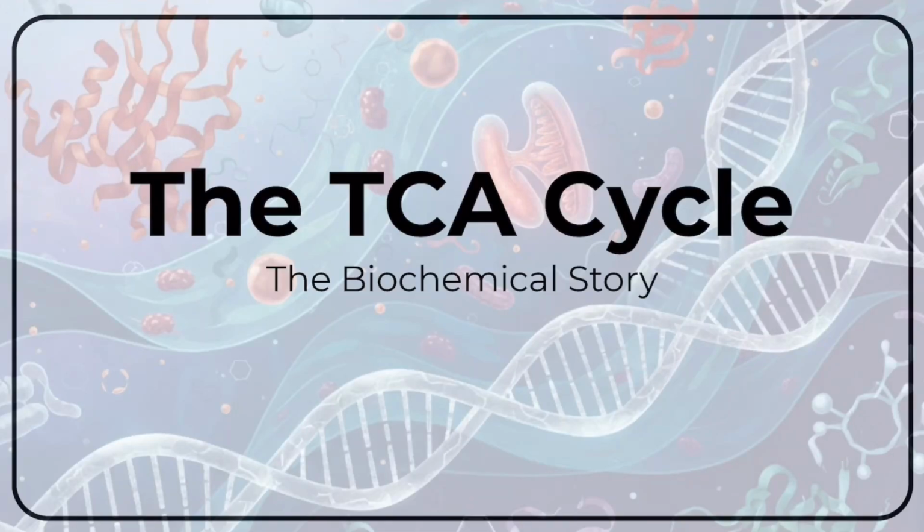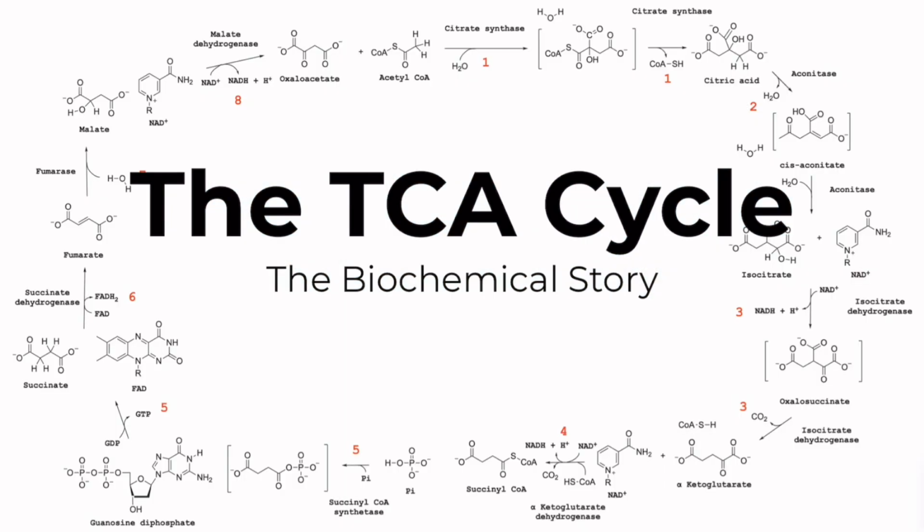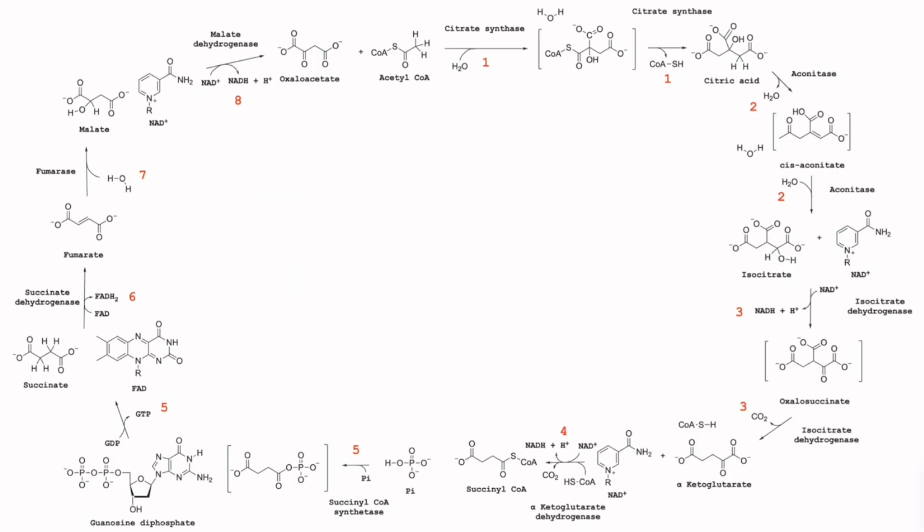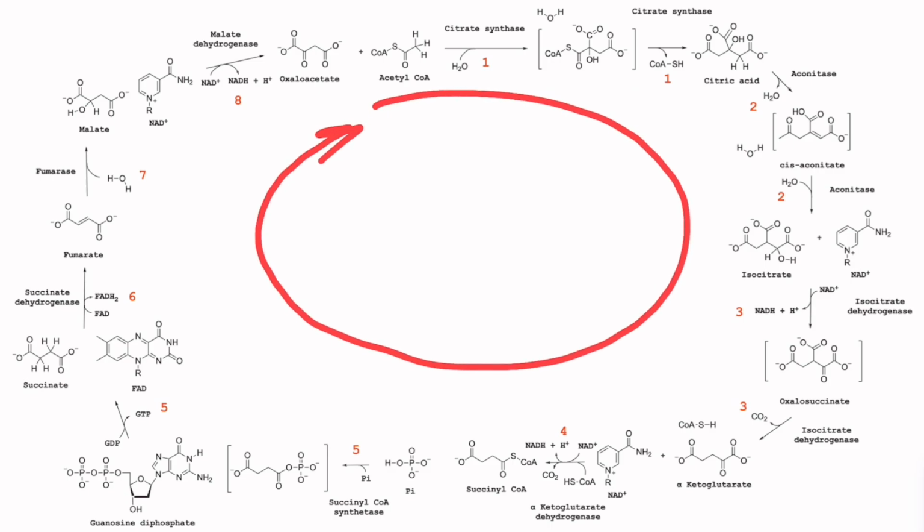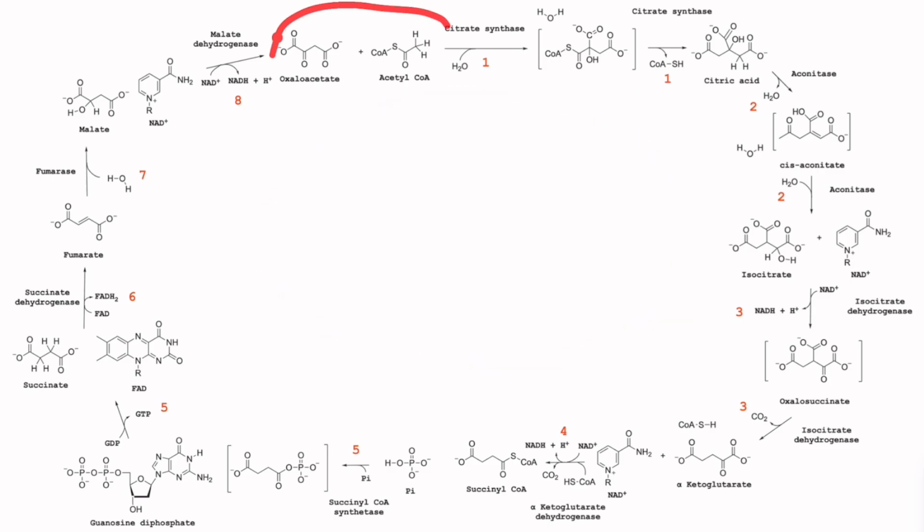Today we will be discussing the mechanistic steps of the TCA cycle, or the citric acid cycle. The reactions of the TCA cycle follow a circular path, starting from oxaloacetate and acetyl-CoA. The first reaction uses citrate synthase as the enzyme and forms citric acid.